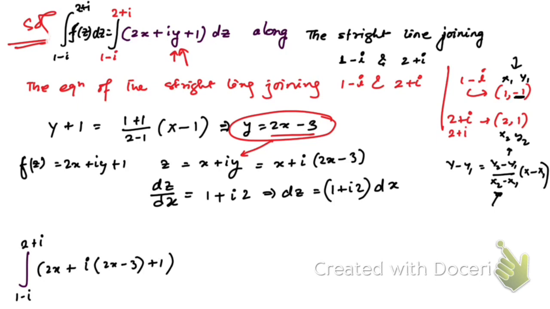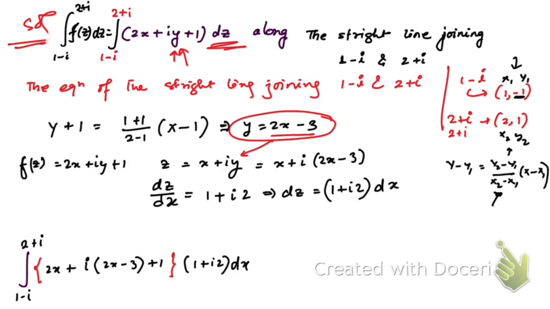Then here you see, let's replace this dz by this value of dz. Then we're going to have 1 plus i into 2 dx, right? So let me use here curly bracket. Okay, that's what we have got. Now do one thing, just multiply and simplify this expression, then integrate.